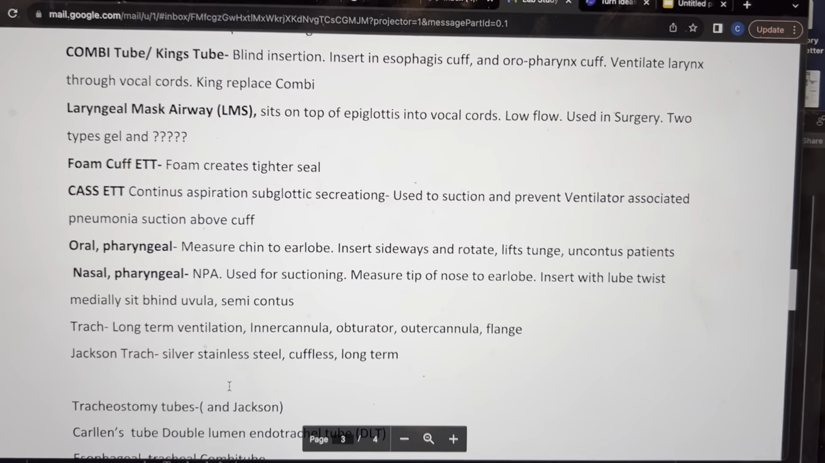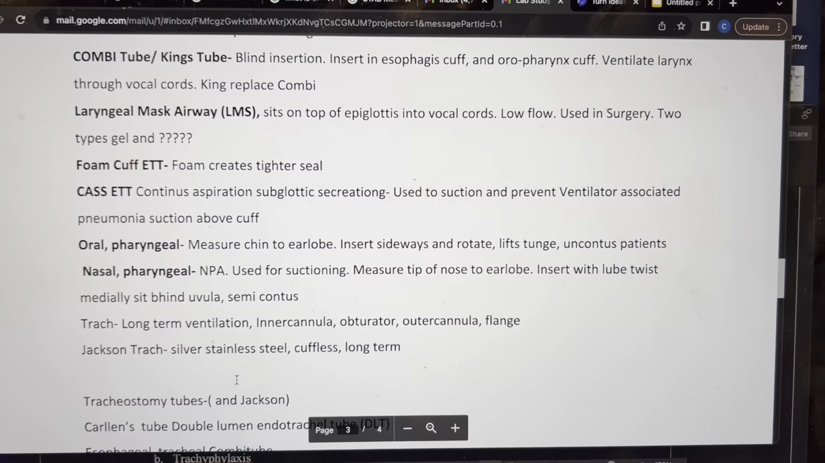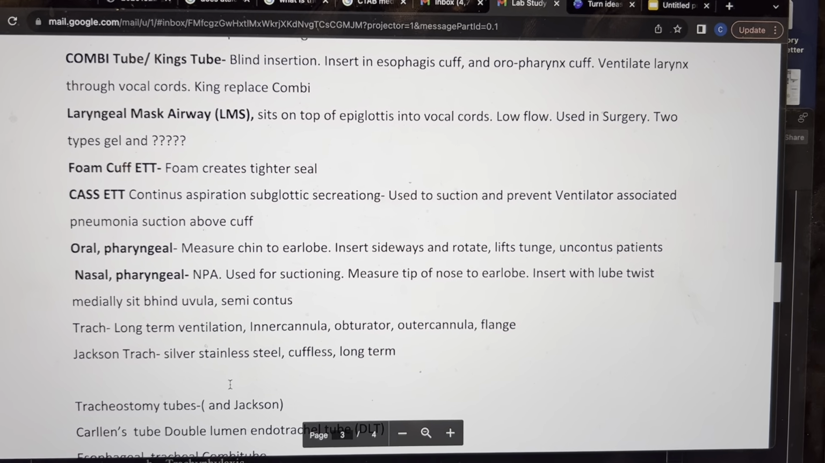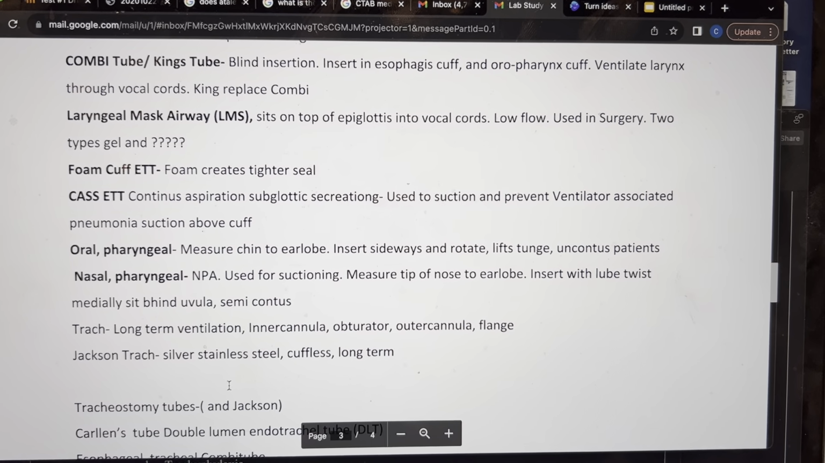Combi tube and king tube, they're the same thing. Combi tube is the longer one, king tube is the shorter one. They are used for blind insertion. Bottom part inserts into the esophagus.